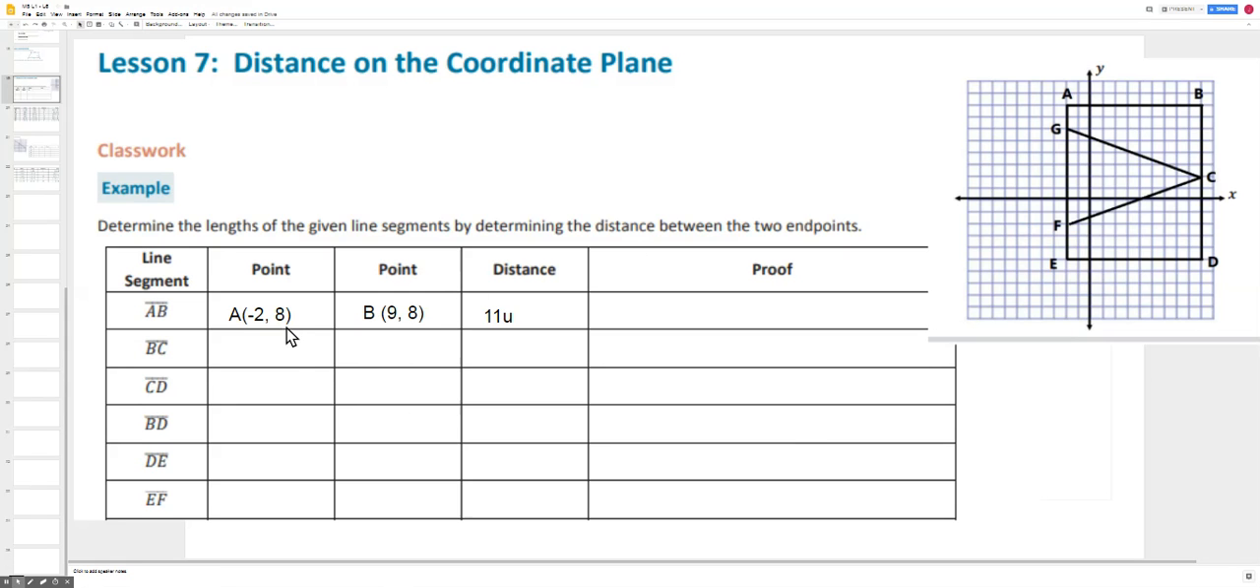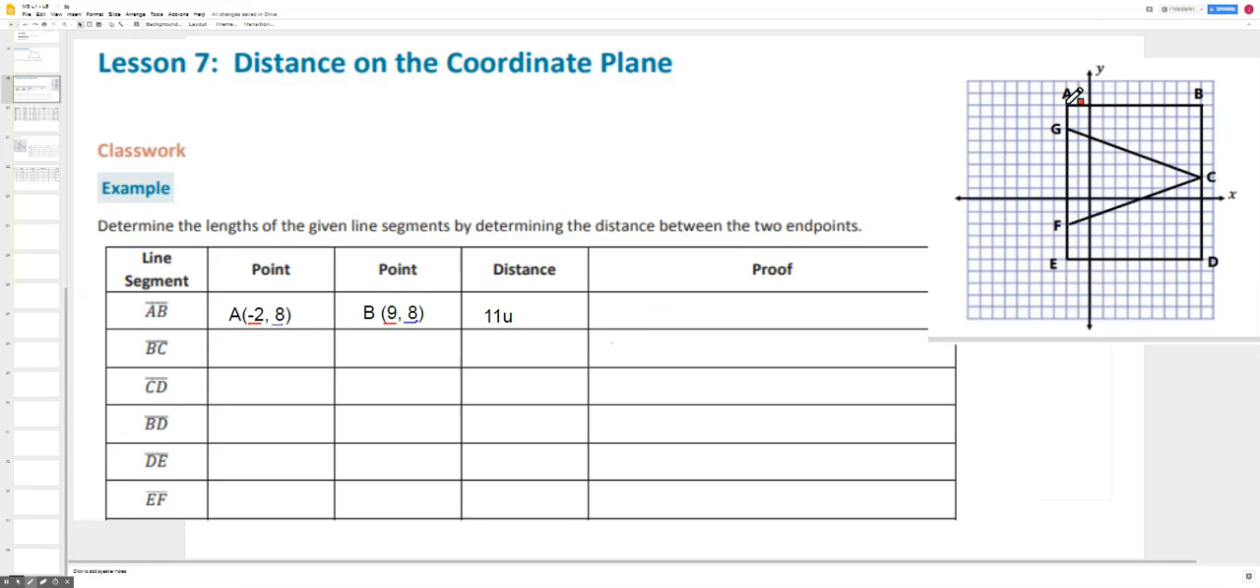Well, we also should notice that both y values are exactly the same. Because these y values are the same, they are kind of meaningless when it comes to distance. And what's the distance between 8 and 8? 0. There is no distance. They're the same number. So what we're talking about is the distance of the two different numbers. In this case, it's our x values of -2 and +9.